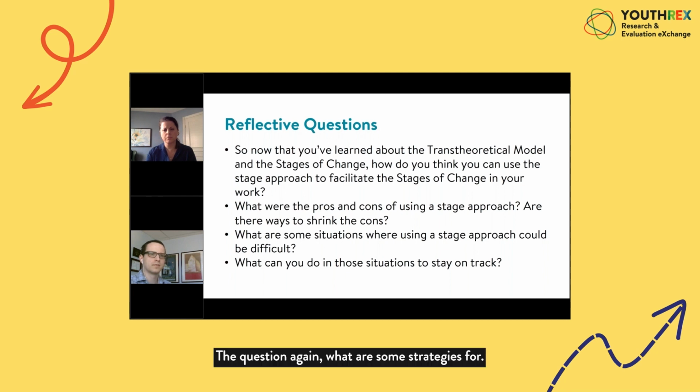Can you read the question again? What are some strategies for, sorry, I missed the last part. No problem. Strategies around supporting a young person who is having a really hard time identifying their strengths. They may not see themselves as having any strengths.